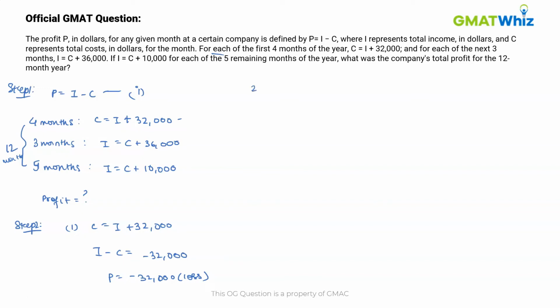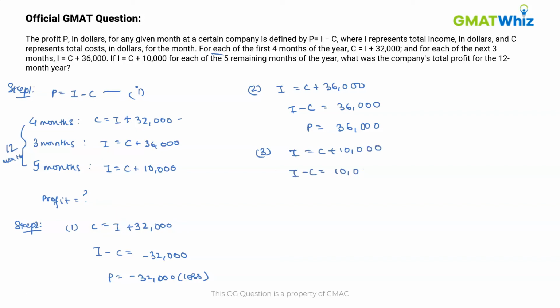Now using the second equation, we have I equals C plus 36,000. Again changing this into equation 1, we have I minus C equals 36,000. Comparing this, we get that the profit in each of the next 3 months is equal to 36,000. Similarly, when we solve the third equation, which is I equals C plus 10,000, we get I minus C equals 10,000, which gives us the profit 10,000.